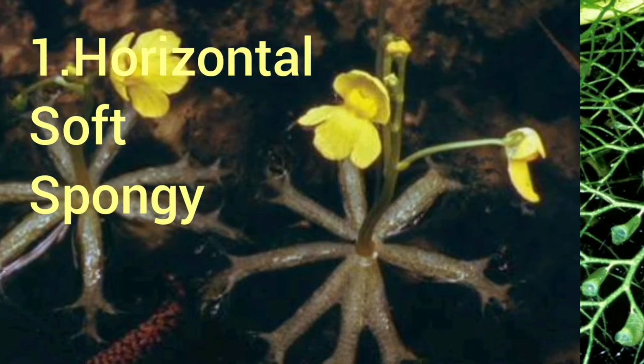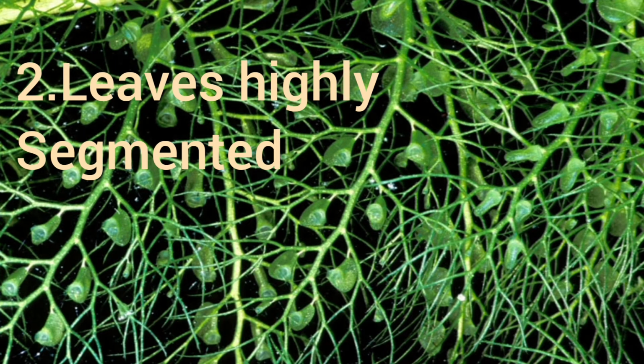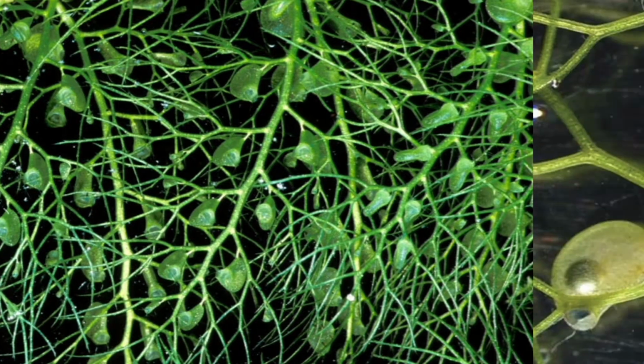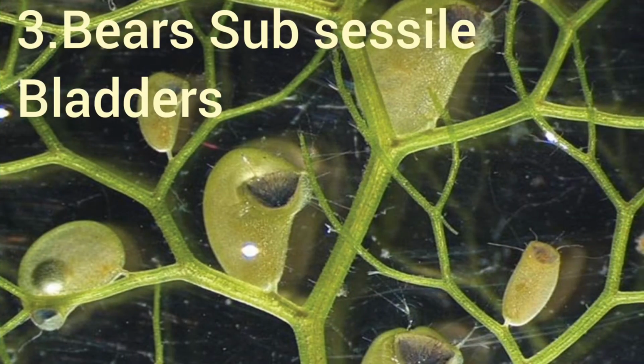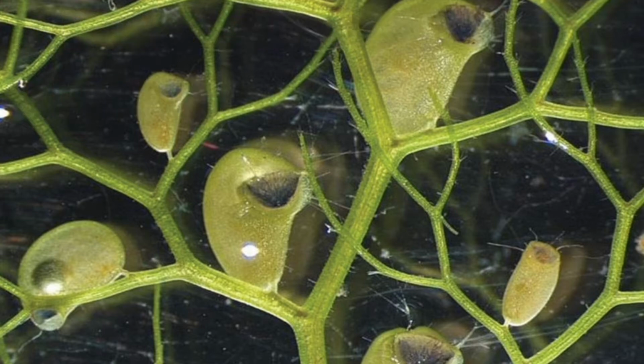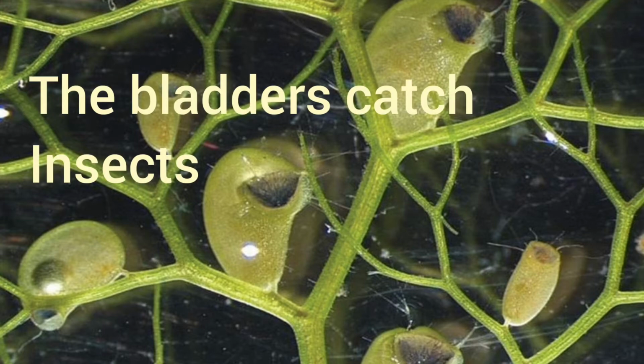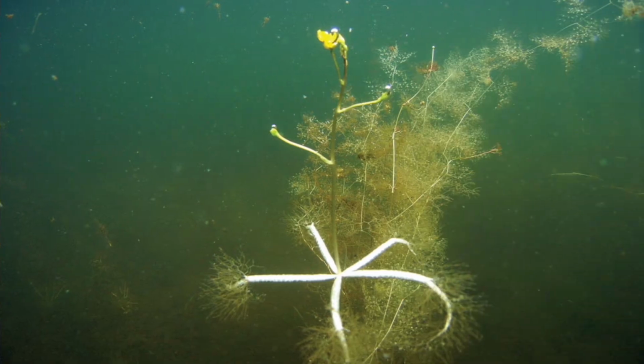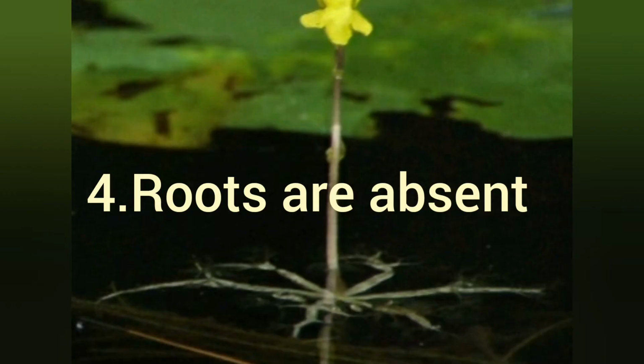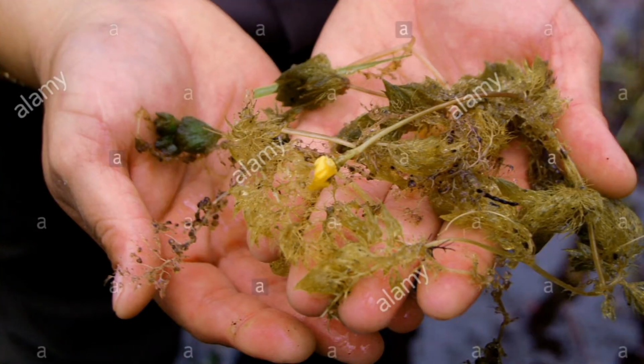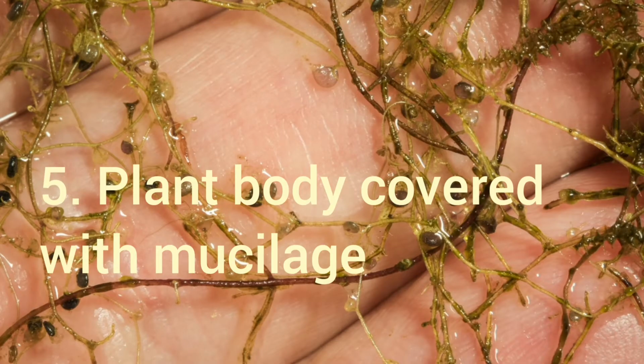The leaves are highly segmented and do not resist the flow of water. The plant bears subsessile bladders on its segmented leaves, which catch small aquatic animals and insects. For this reason the name is Bladderwort. The roots are absent. The whole plant body is covered with mucilage to prevent the decaying of the plant by water.